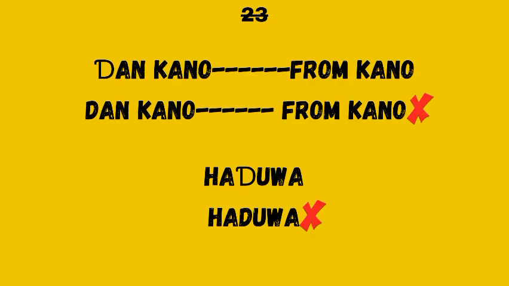If you want to say from Kano, you are going to say ɗan Kano. For the spelling of ɗan Kano, we use the second D that has curve. And if you want to say meeting in Hausa, you are going to say haɗuwa. As you can see, we use the D that has curve for haɗuwa.